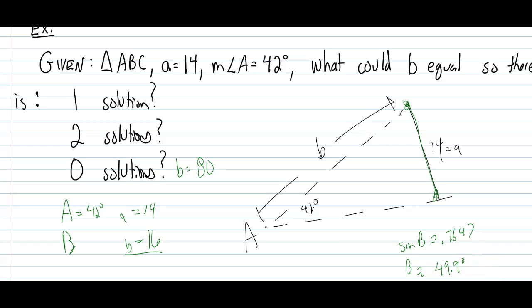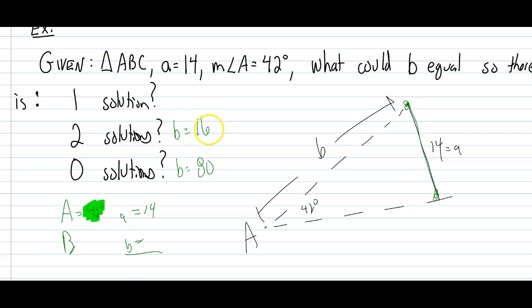Check to see if there's a second solution. We'll take 180 minus that and get about 130.1 degrees. So what we're checking is, does this second potential answer add up to less than 180 degrees with the 42 we were given? Looks like that answer is yes, it adds up to 172. So if we let little b be equal to 16, then we have two solutions. Now we have to figure out how we're going to change this number up so that we get exactly one solution. So for 0 solutions, we put b equals 80. 2 solutions, we put b equals 16.